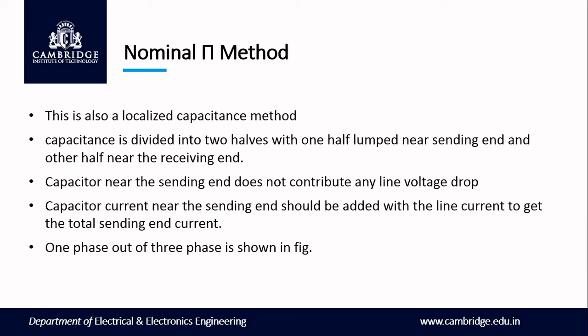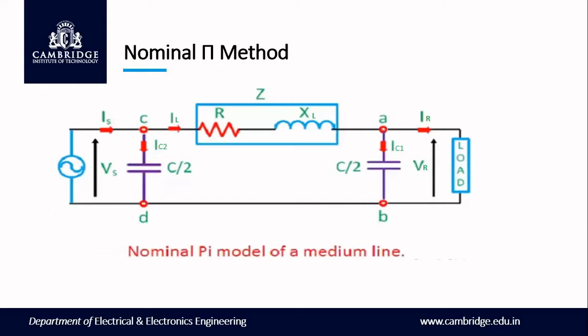Out of the three phases, one phase will be considered. Capacitors placed near the sending end will not contribute to the voltage drop. Next we'll draw the circuit diagram for this nominal pi method. Here we can see that the circuit looks like the pi symbol. At the sending end we have the sending end current IS. The sending end current IS is divided into IL and IC2, since we have half of the capacitor near the sending end.